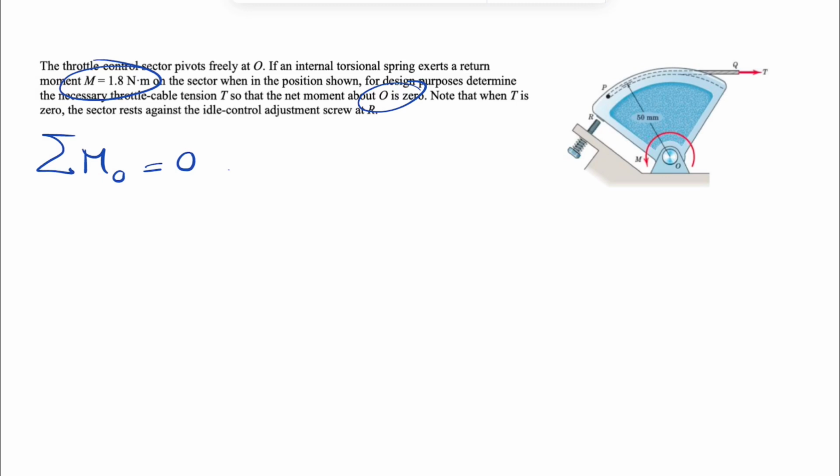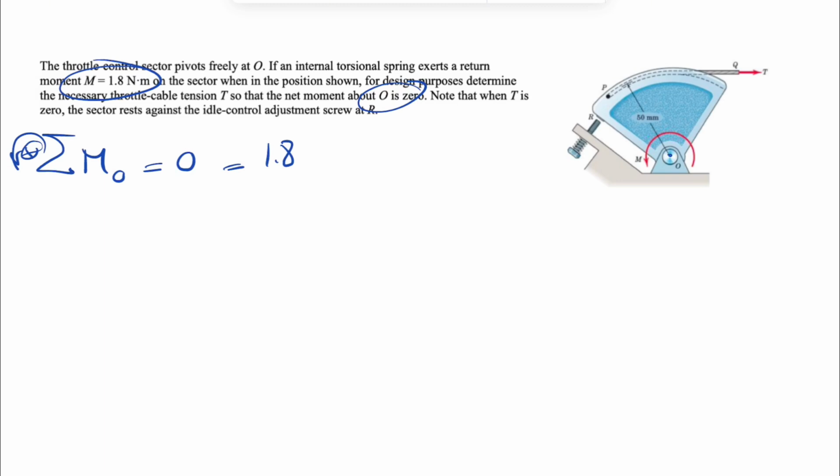the moment consists of the moment M, or the red moment that we can see about point O, counterclockwise positive, so we're going to call counterclockwise positive. So we have 1.8 Newton meter, which is coming from this moment, and also we have the moment of the force T about point O.